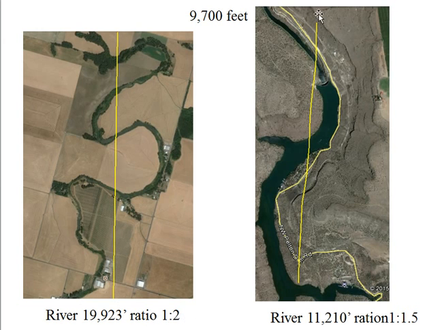The other river, if I were to float that, I would only have to go 11,210 feet. So the ratio of that is 1 to 1.5. So this stream on the left is a much more sinuous, meandering stream. The stream on the right has some meanders or bends in it, but it's much more of a straight stream.